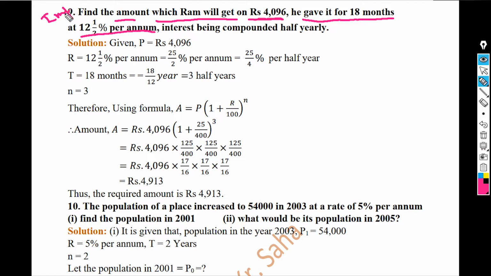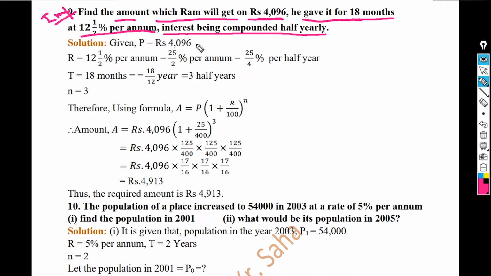It is important. Why? Because time is not given in years, and also the rate of interest is in fraction, it is not a whole number. Then let us try to solve. Then what you have to find? Interest being compounded half yearly.